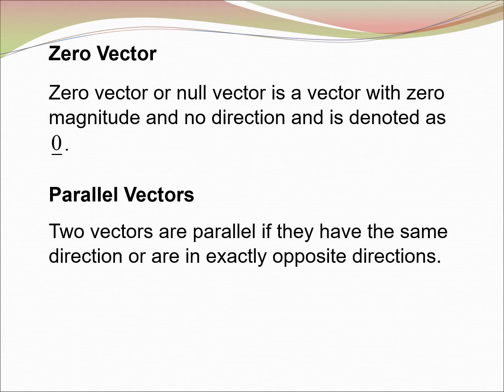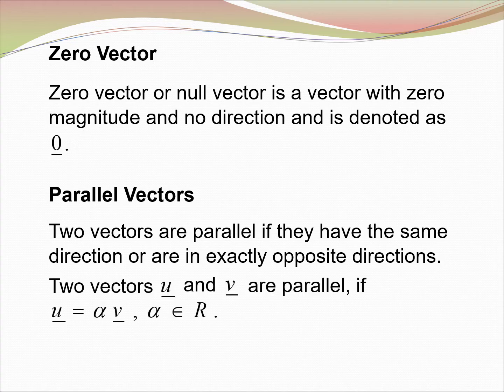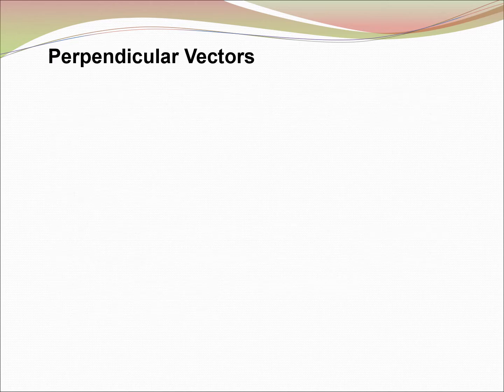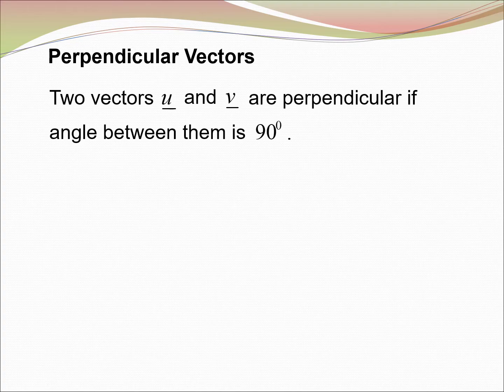Parallel vector. Two vectors are parallel if they have the same direction or are in exactly opposite direction. Two vectors u and v are parallel if we can write u equals alpha v, where alpha is a real number. Perpendicular vector. Two vectors u and v are perpendicular if the angle between them is 90 degrees. Note that vector AB we can write as vector OB minus vector OA.